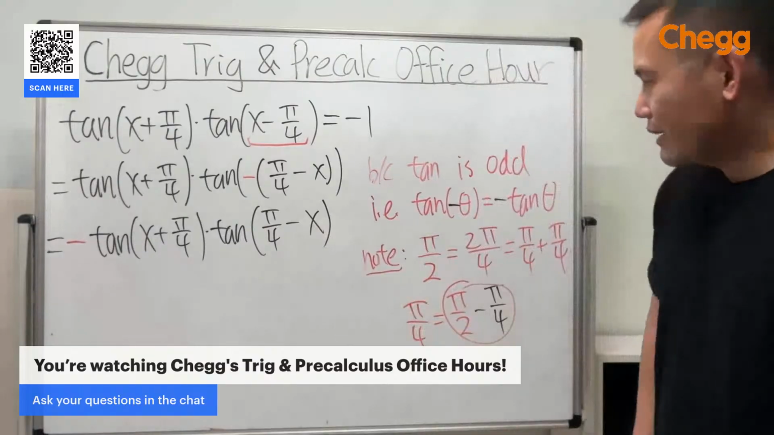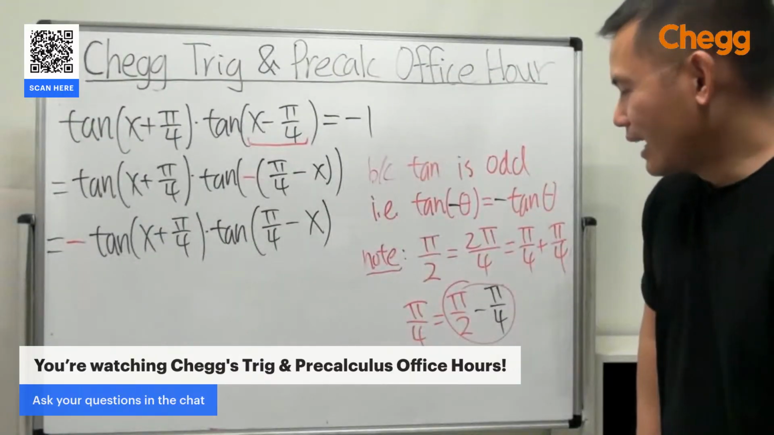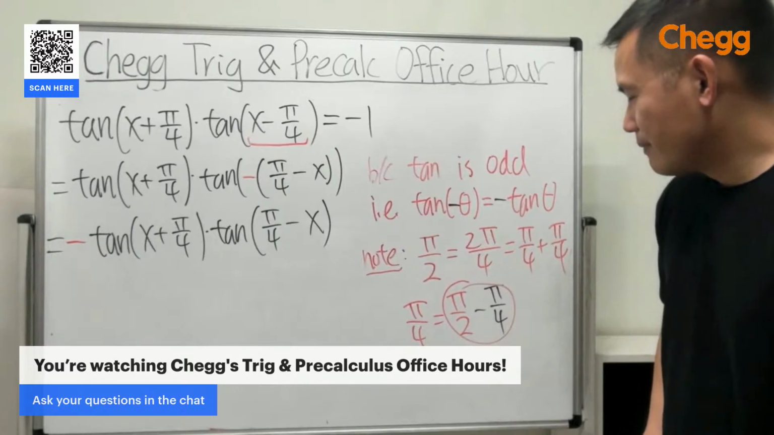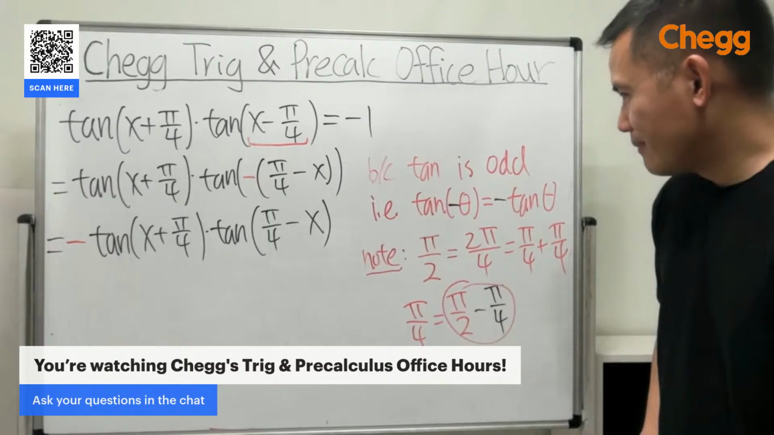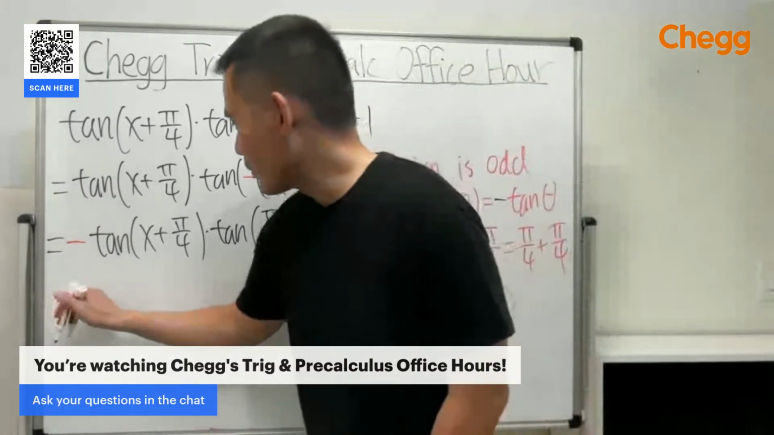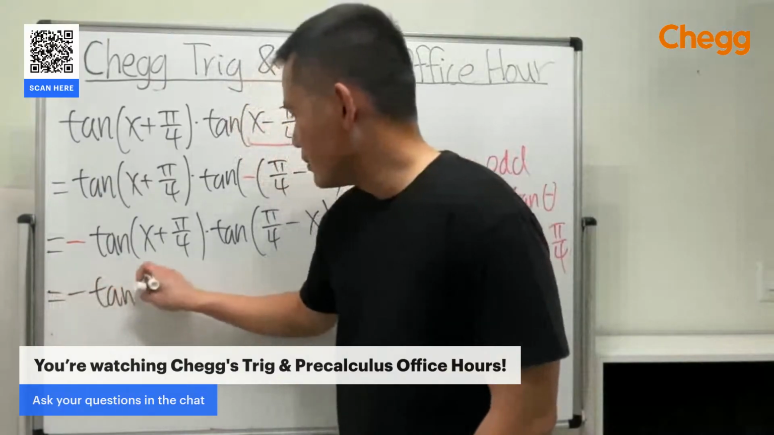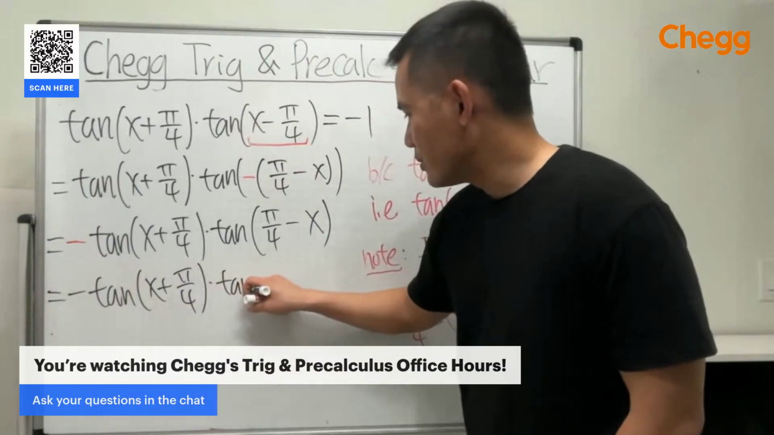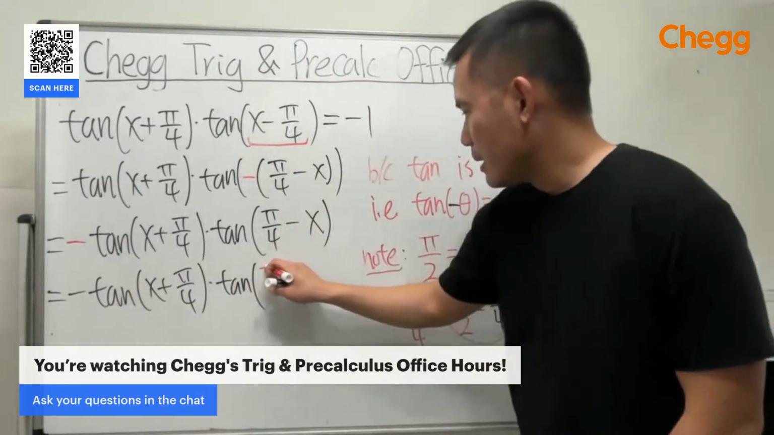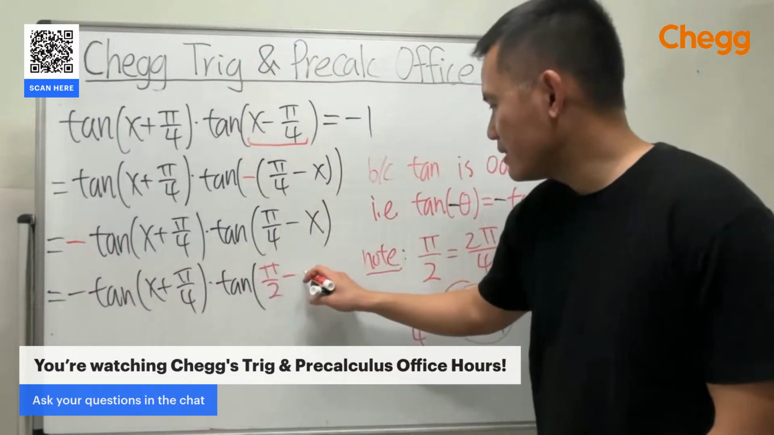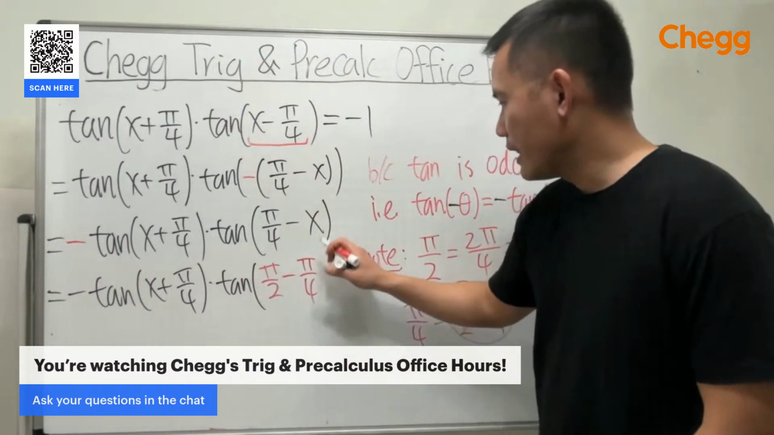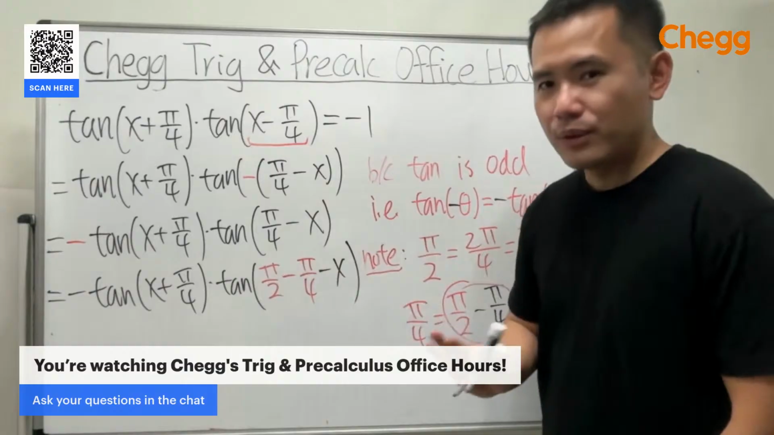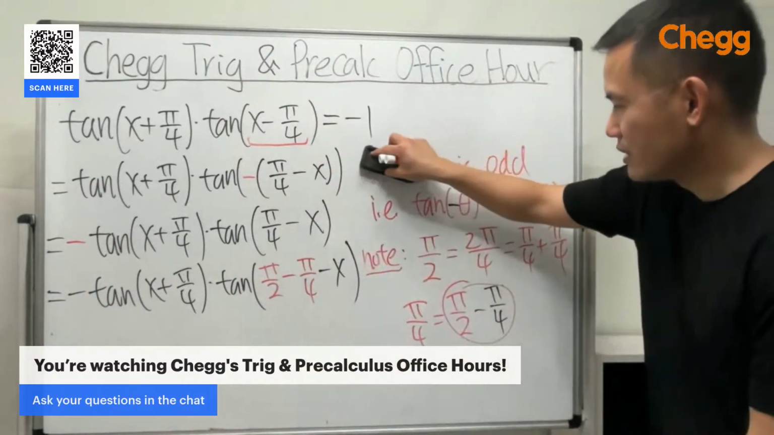Actually, do I have to do that in the beginning? I know where I'm heading, but no, I'll still do this. I don't think it matters. This is negative tangent of x plus pi over 4 times tangent. For this right here, I'll write it as pi over 2 minus pi over 4 and then minus x, right? It doesn't erase, it's not working today, so I have to actually erase it myself. I'm sorry.